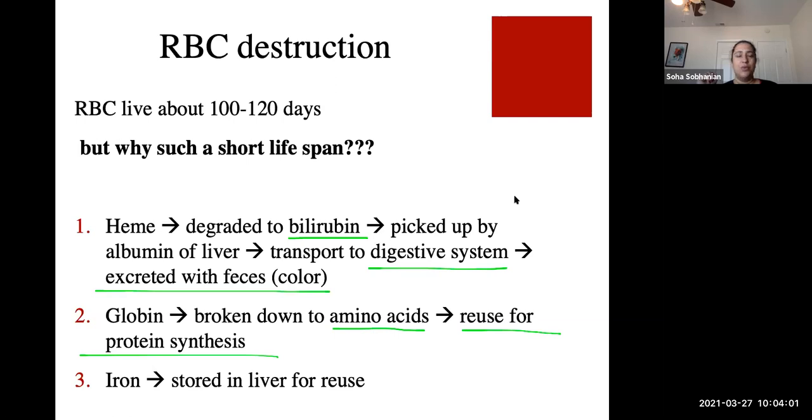I don't know what question 2 of the Canvas is. If it says what happens to red blood cell after destruction, then that is the answer. But if it's something else, I don't know. Sorry.